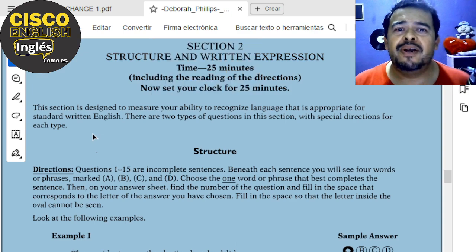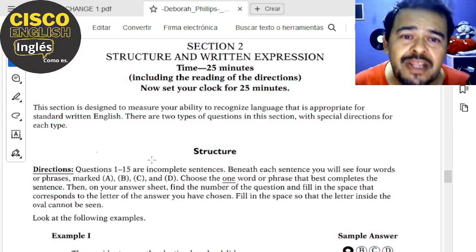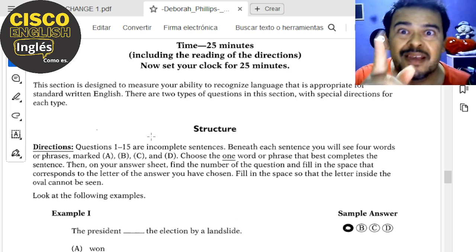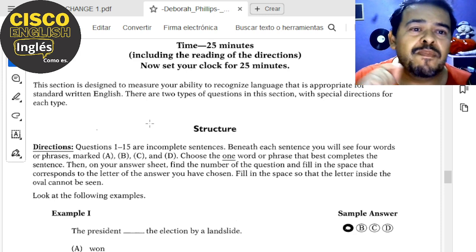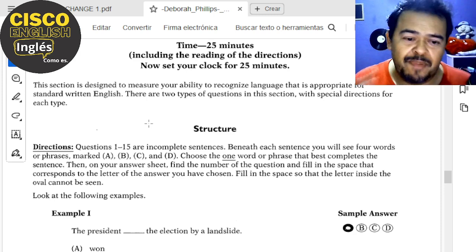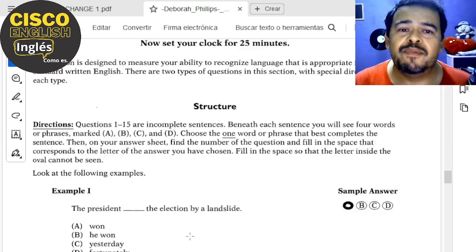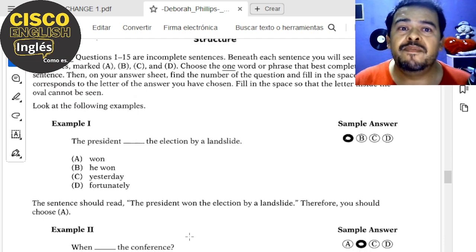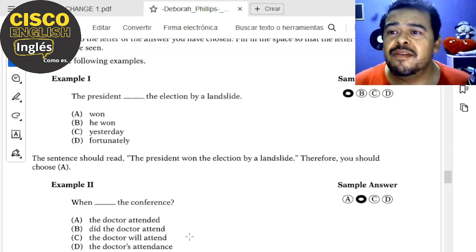The directions are, well, you have to read carefully. It says here, questions 1 to 15, not 16, 1 to 15, incomplete sentences. This is the part where you have to fill in the gaps with the right option. I'm going to jump on the options right now. Let's see the first example.